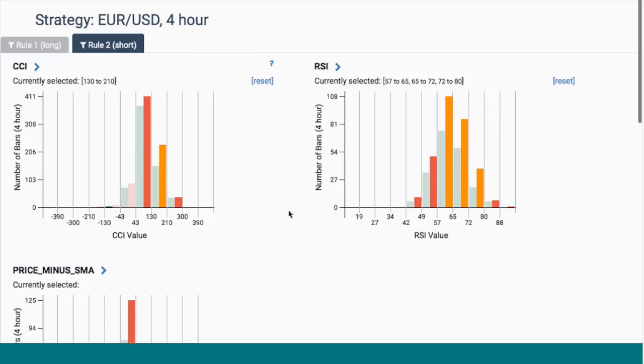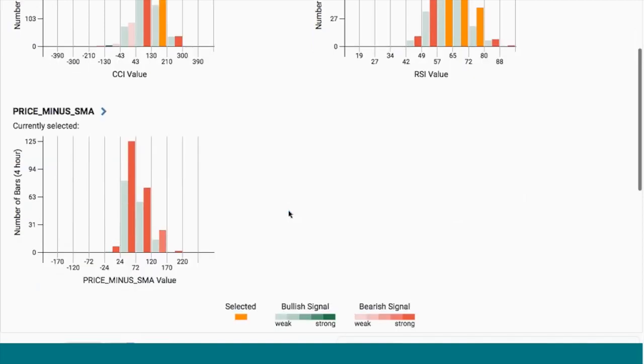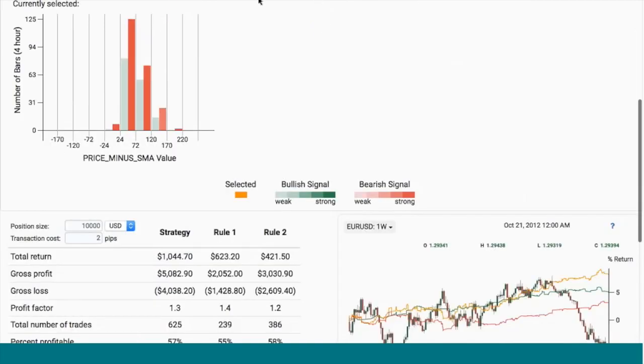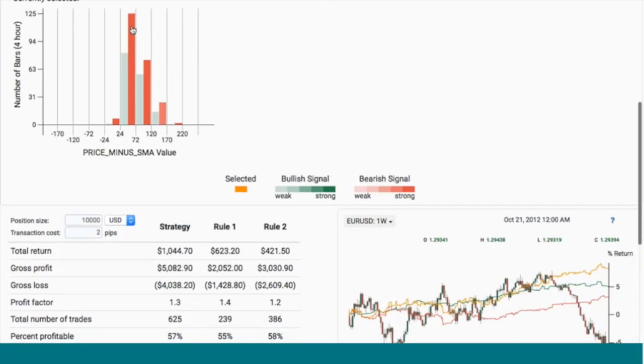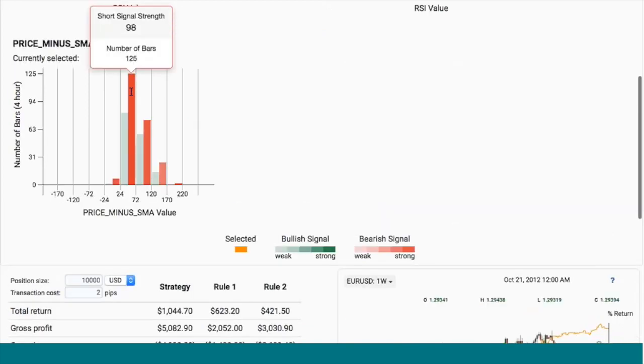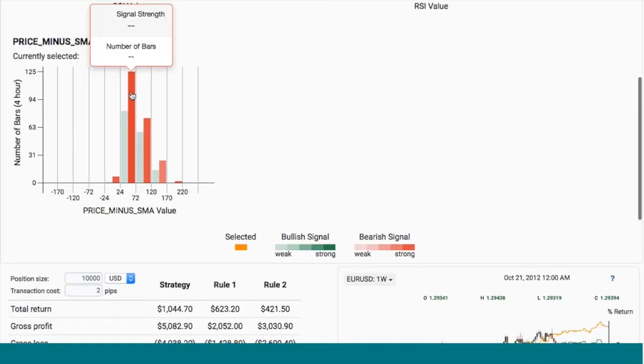So yeah, and like you mentioned, it's very easy for us to go through, and then it looks like with the price minus the SMA, we might want to refine this a little bit. So this is really almost a perfect scenario for what we're looking for, very strong signal strength and a huge number of more short trades than long trades within that indicator range. So we'll set that as our second condition.